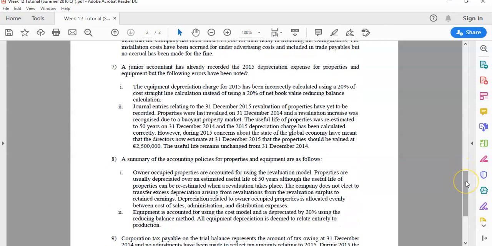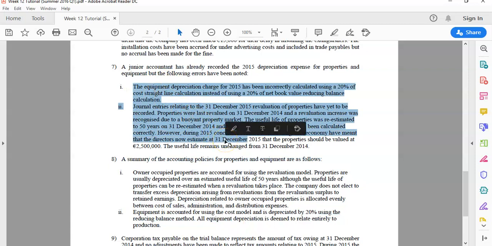It's all around IAS 16. Note 8 gives you the policies. Note 7 gives you the errors. So we'll come back and we'll look at IAS 16 in total, looking at note 7 and note 8 combined.